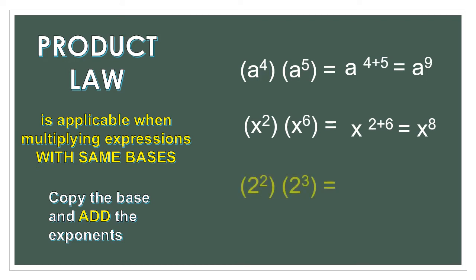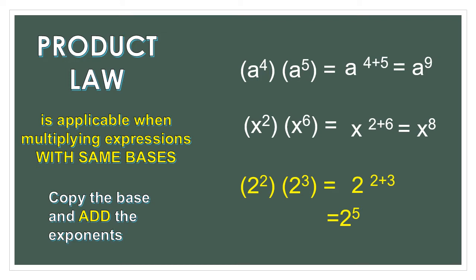Okay? Next, another one, we have the quantity 2 raised to the second power times the quantity 2 raised to the third power. As you can see, class, ang ating base is a number. So we're going to apply the rule, the product law. We are going to copy the base and add the exponents. So we're going to copy 2 and add their exponents. So 2 plus 3, that is 5. So we have 2 raised to the fifth power.